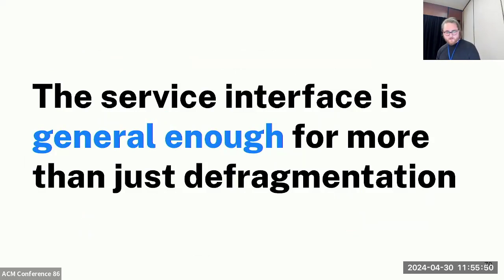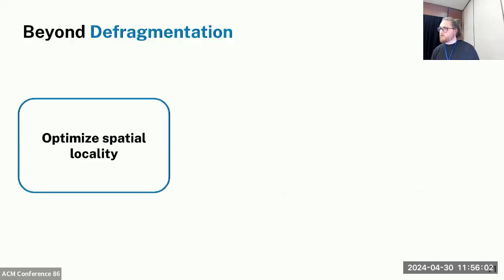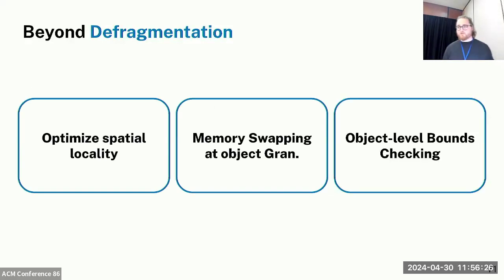We think the service interface is general enough for more than just defrag. Object mobility is a really powerful tool, and the managed language people have enjoyed it for quite a long time. One example we're looking at right now is optimizing the spatial locality of data structures in C: tracking access patterns and the relationships between different objects and laying them out so that they're spatially and temporally local. Another is doing memory swapping at the object granularity, so you can swap objects out to disk or move all your cold objects to non-volatile memory, or object-level bounds checking. Having a runtime function whenever you do a memory access is a pretty powerful ability.